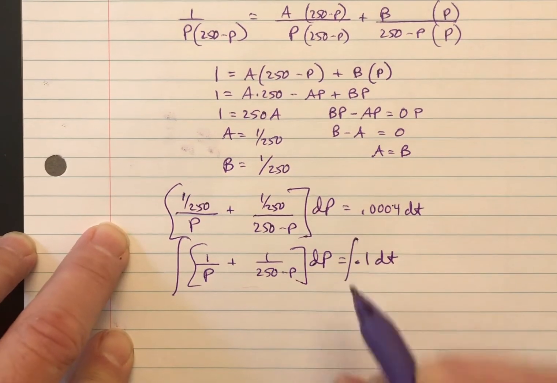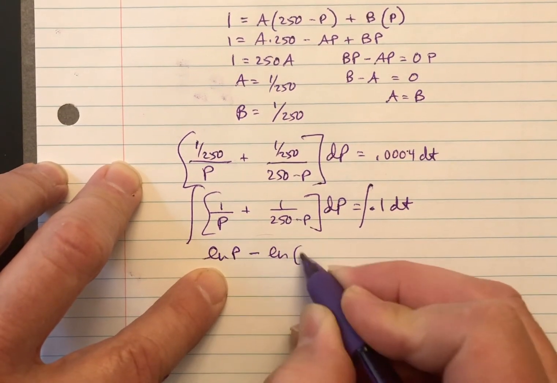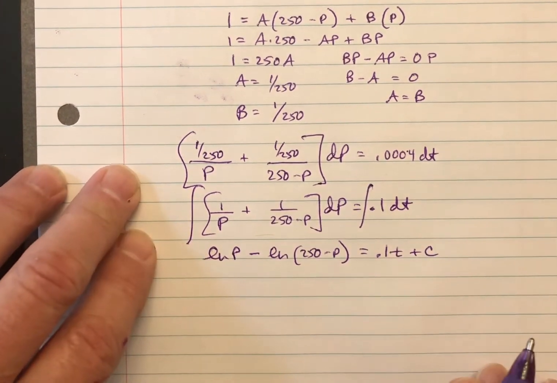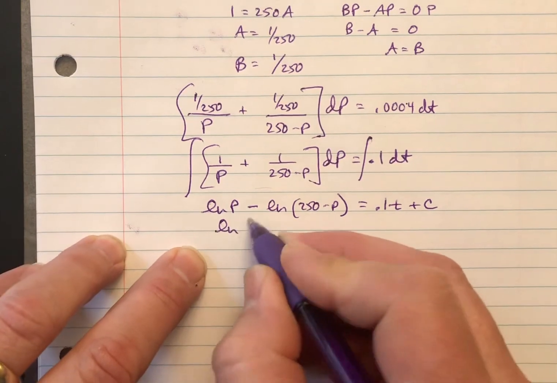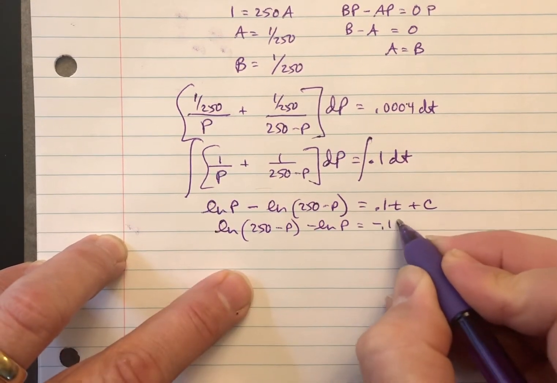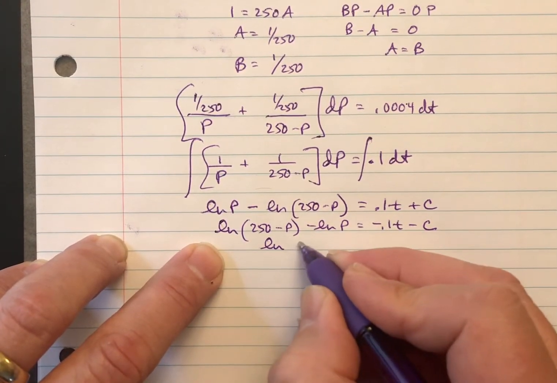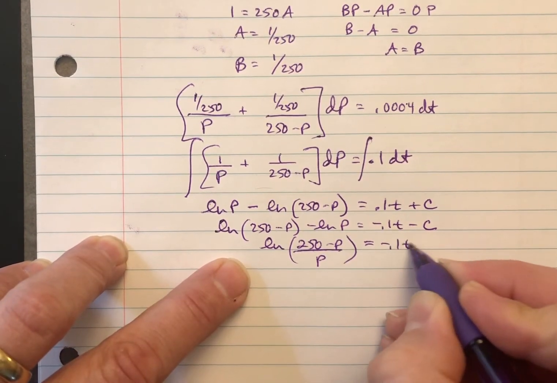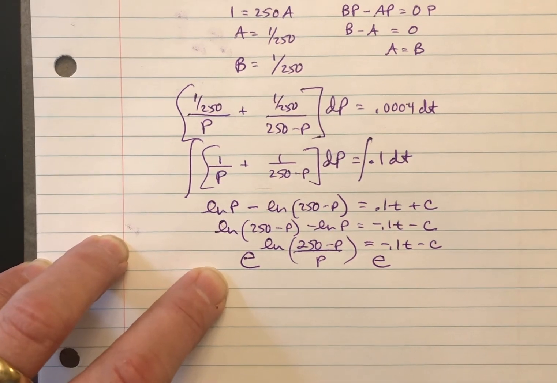Okay, now we can integrate. And when we do that, we will get ln of P minus the ln of (250 minus P) equals 0.1t plus C. And again, if I multiply by -1 like I did in the last problem, I'll have the ln of (250 minus P) minus ln of P equals negative 0.1t minus C. Again, using properties of logs, I'll end up with ln of (250 minus P) over P equals negative 0.1t minus C. And now I'm going to raise both sides using e as a base.